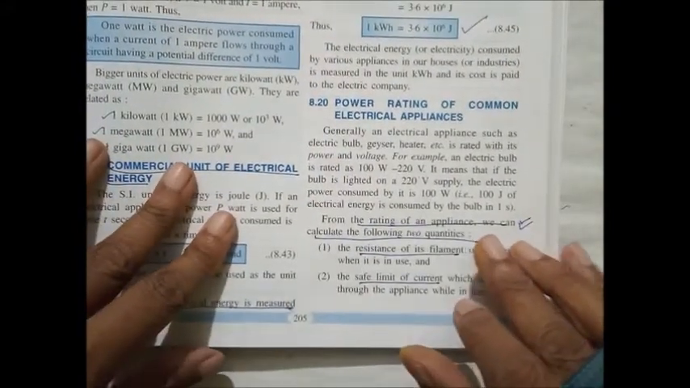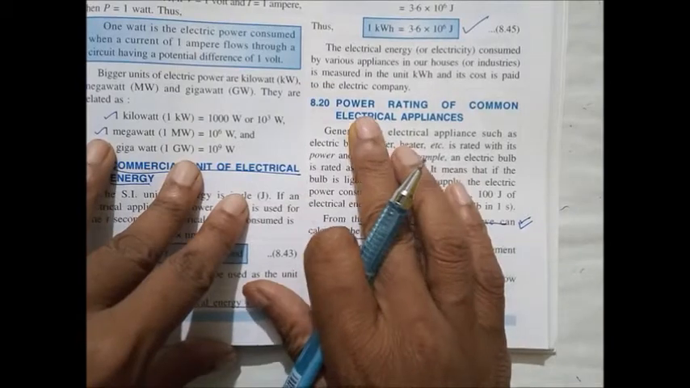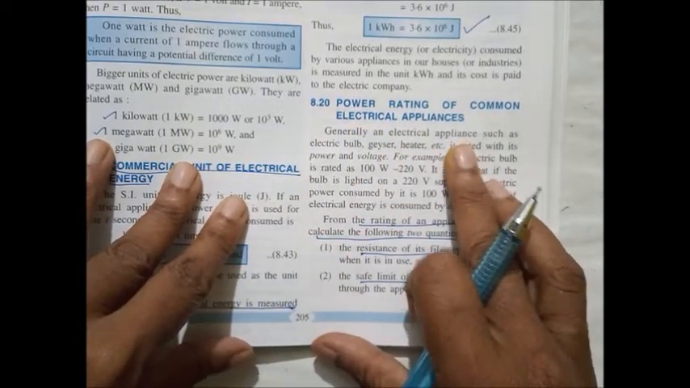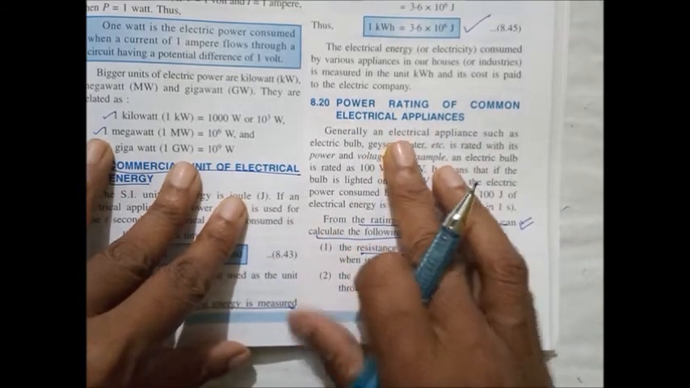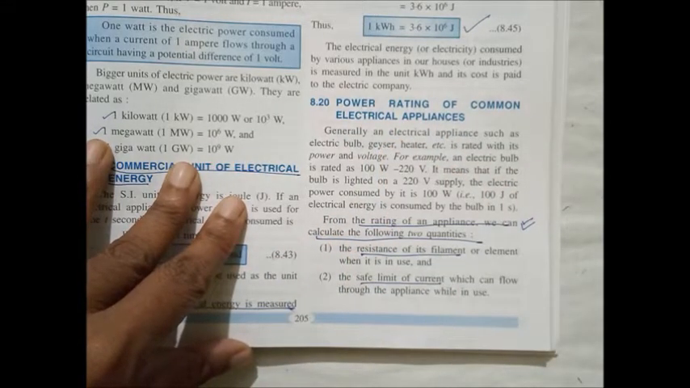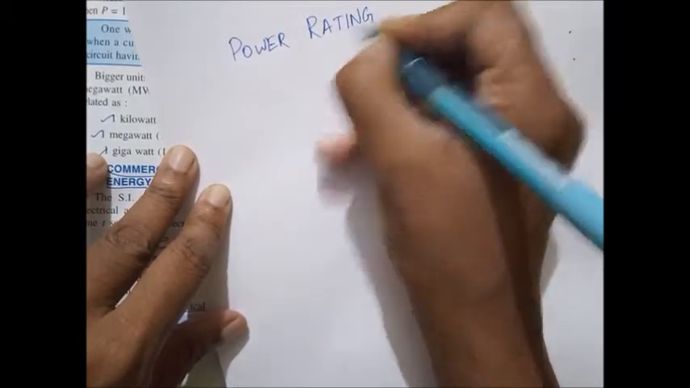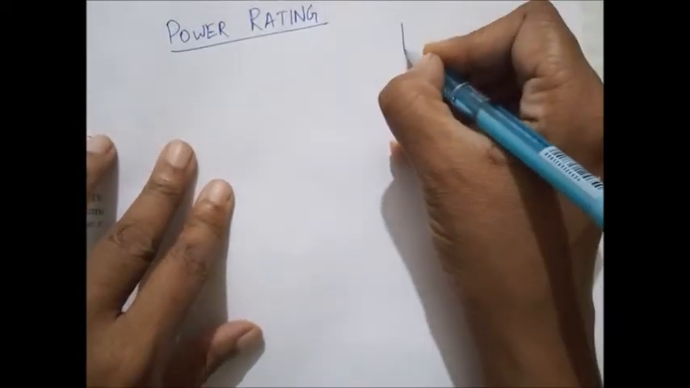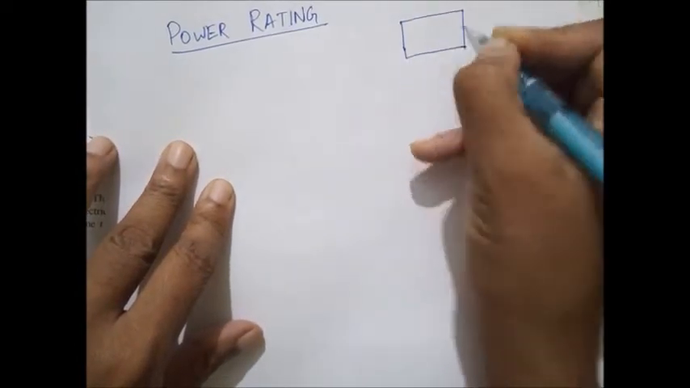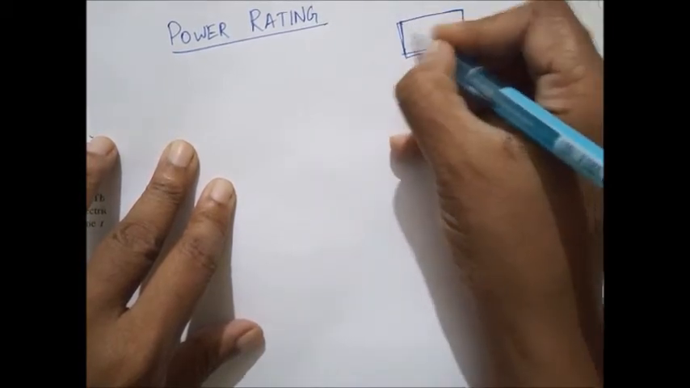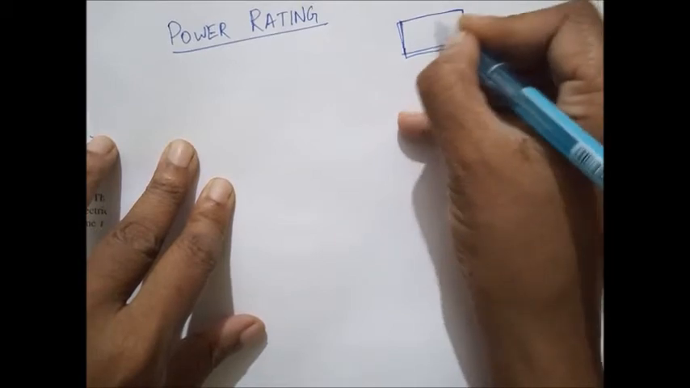Now, come to the next topic, power rating of some common electrical appliances. If you see in any electrical appliance, suppose your refrigerator or your geyser, in those things there will be a metal slip, like in a geyser you can see this. There will be a metal slip kind of a thing on which some information and numbers are written.